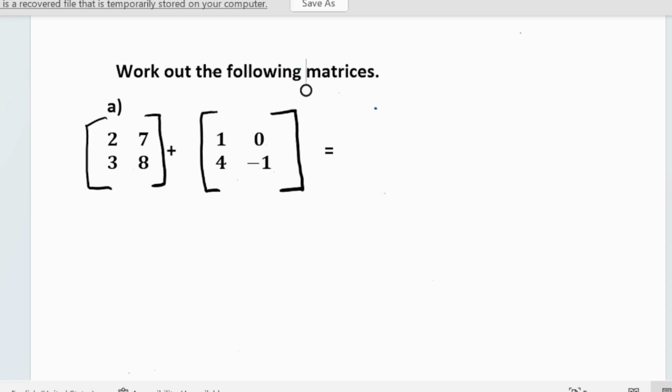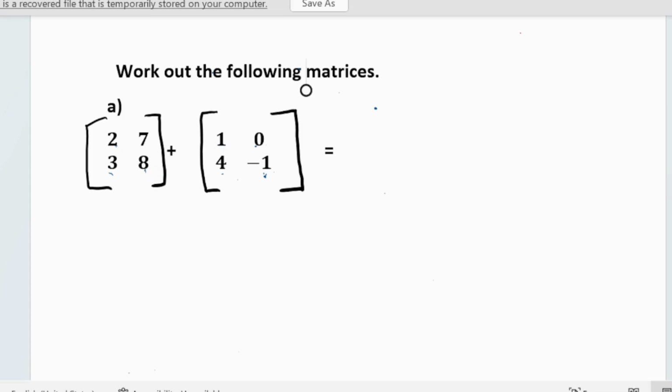When it comes to adding, you add 2 and 1, 7 and 0, 3 and 4, 8 and negative 1. Why? Because these elements are of the same position. For example, 2 is in the first row, first column, and 1 is in the first row, first column. 8 is in the same position as negative 1 because they are in the second row, second column, and so on and so forth.